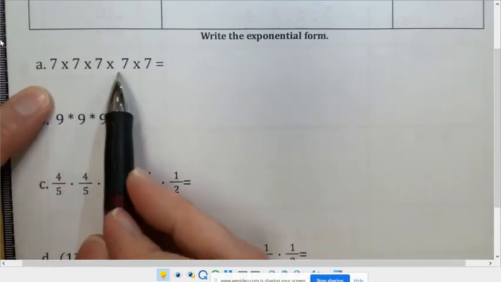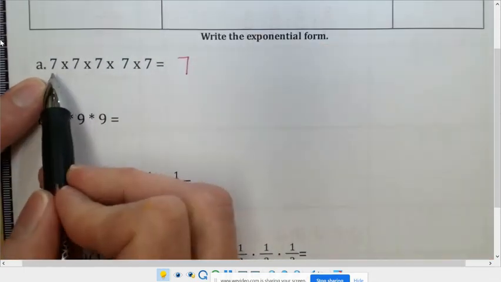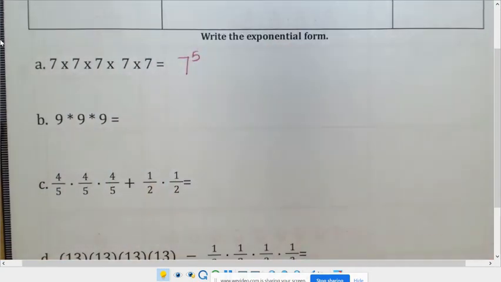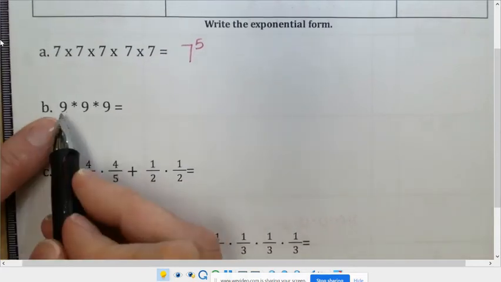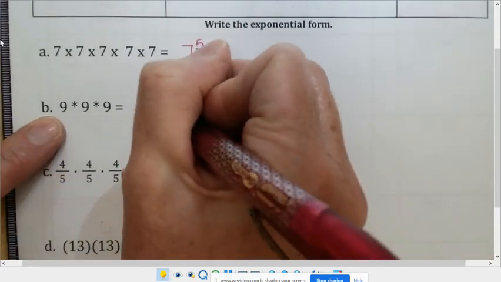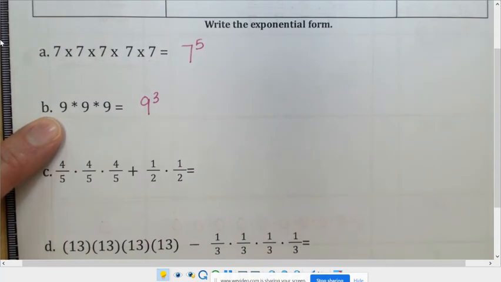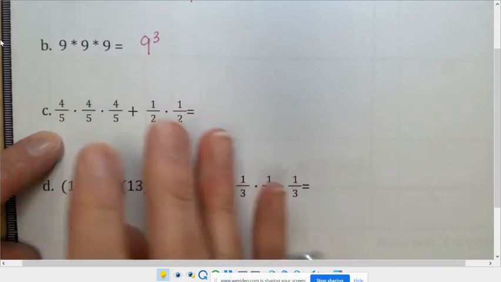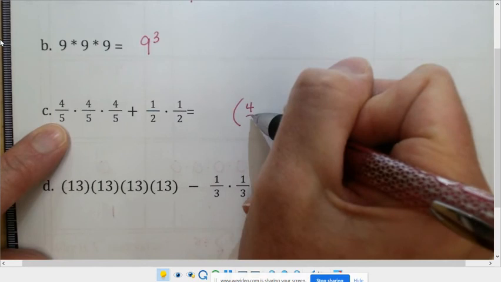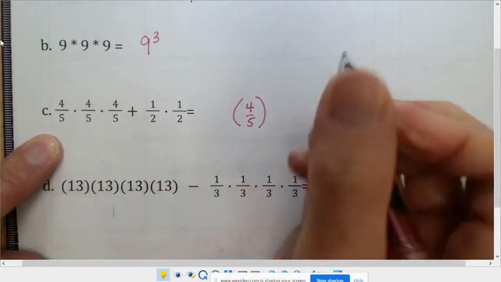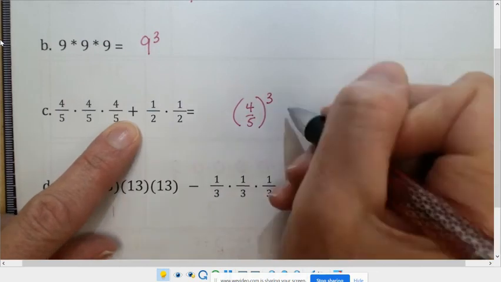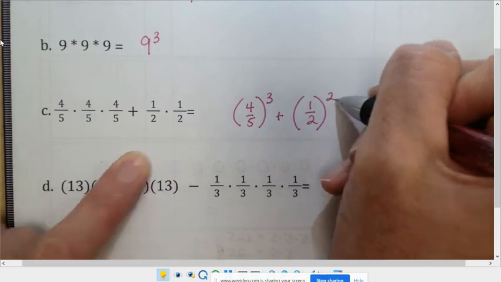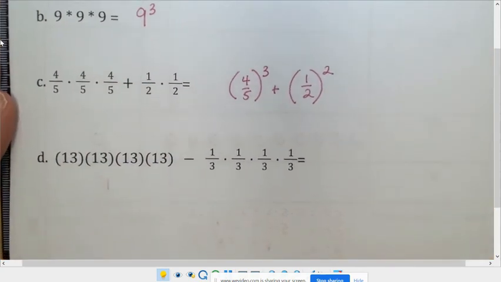Let's look at writing some in exponential form. My base is always what I'm multiplying together. That's my big number. And then I have 1, 2, 3, 4, 5 sevens. So this would be 7 to the 5th power. Same thing here. I have 3 nines. 9 is my base. So 9 to the 3rd power. Down here, I have fractions, so I'm going to need parentheses. So 4/5, and I have 1, 2, 3 of those, plus 1/2, and I have 2 of those. So that's how I would write that in exponential form.